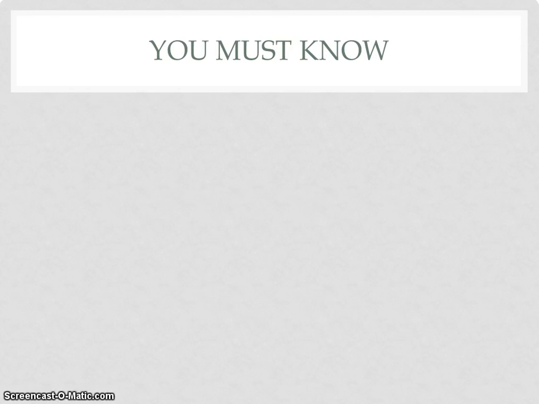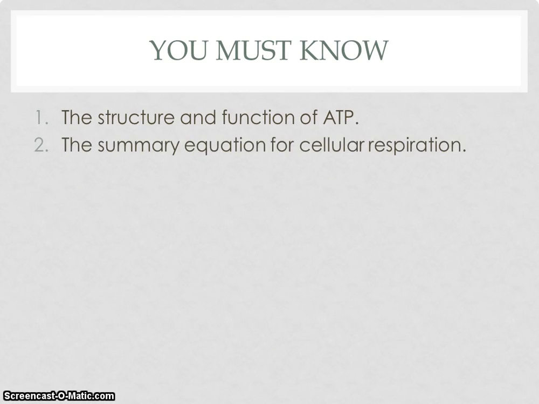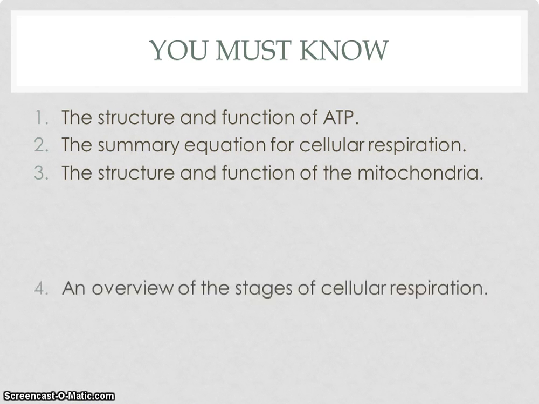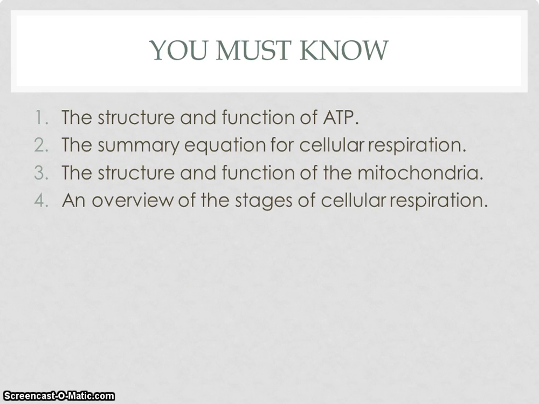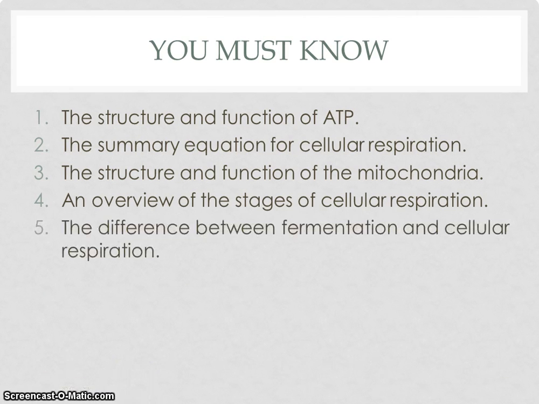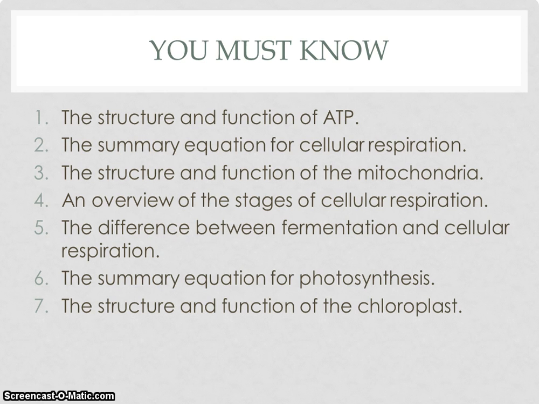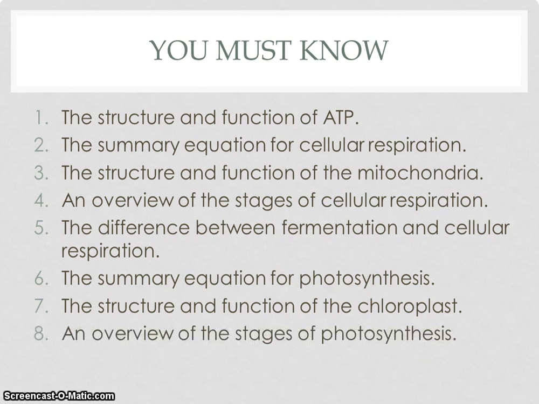Key ideas included in this module are the structure and function of ATP, the summary equation for cellular respiration, the structure and function of the mitochondria, an overview of the stages of cellular respiration, the difference between fermentation and cellular respiration, the summary equation for photosynthesis, the structure and function of the chloroplast, an overview of the stages of photosynthesis, and the theory of endosymbiosis.